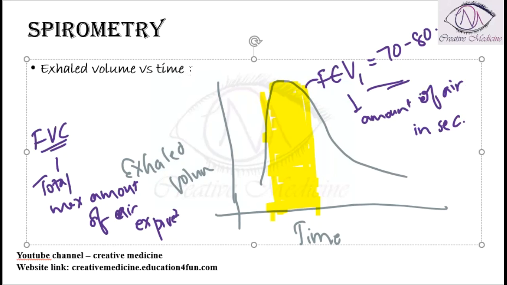Then we can also measure peak expiratory flow rate. Peak expiratory flow rate is the maximum rate at which the air will expire. The maximum expiratory flow rate which is achieved is called the peak expiratory flow rate.